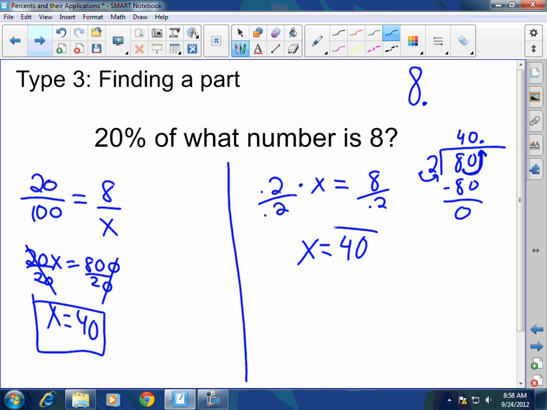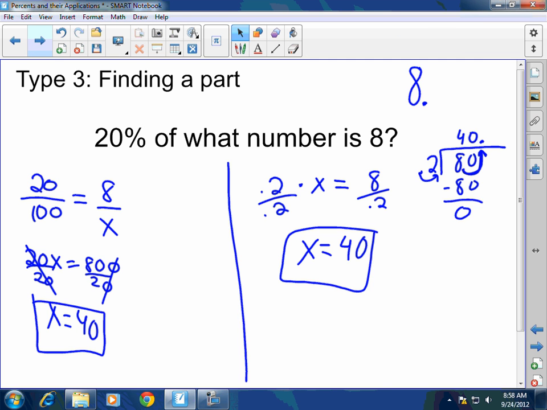Does that make sense, gentlemen? Okay? Nice and easy. Now, that's just one of the applications of percents. Very important application, but there's a few more, and they're not that bad. Okay?